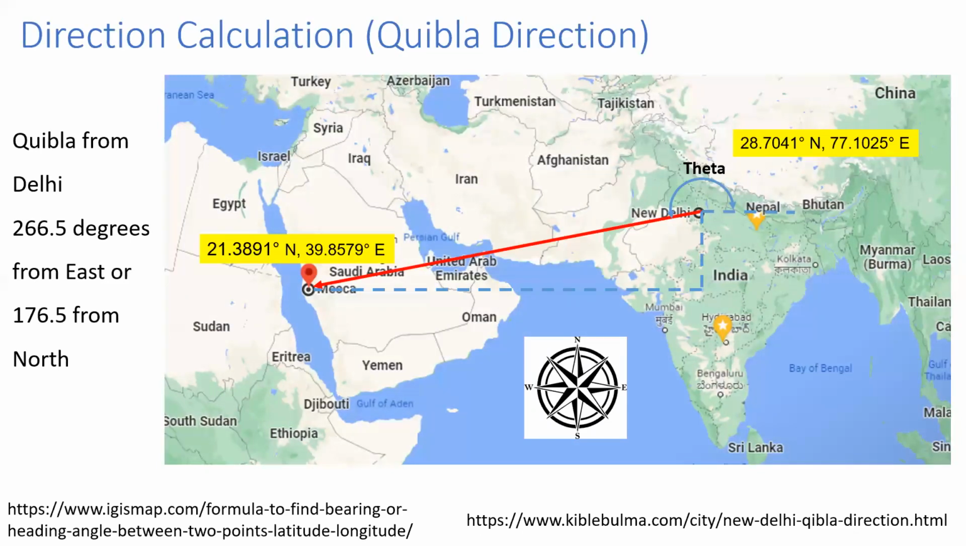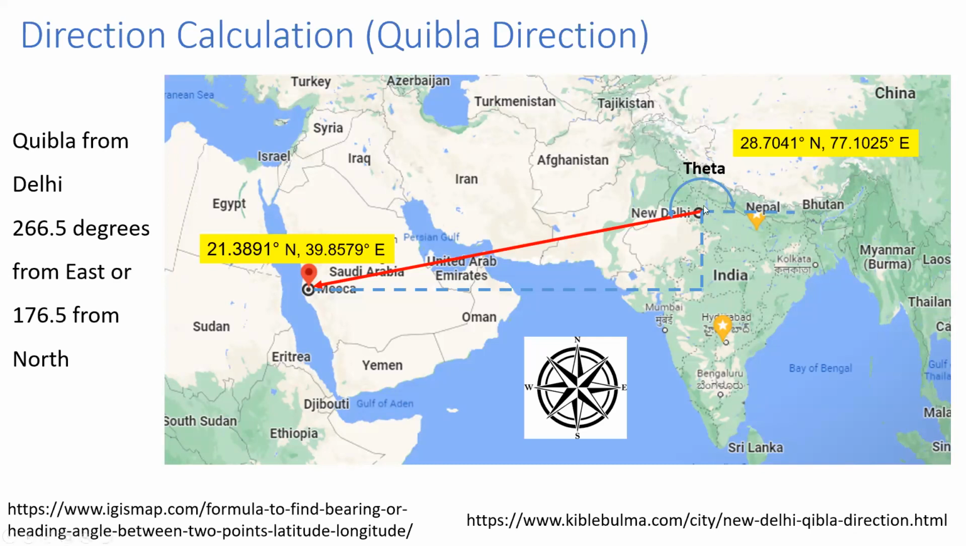Let us now look at the direction calculation. I have been saying you can do calculation of direction using these coordinate systems. Let us do it for, suppose you are in New Delhi, for example, and you want to pray Salah, and you want to know where you should face.